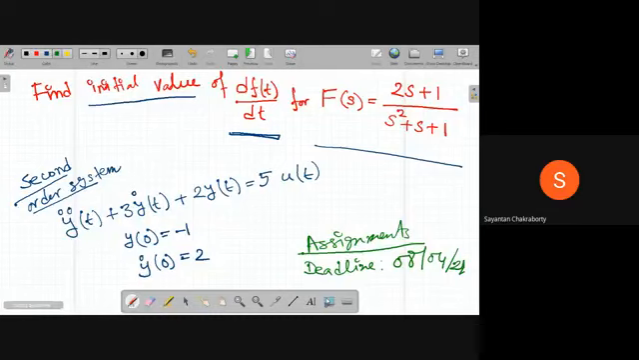And here you need to find one thing: given y(t), you need to find out the steady state value of y(infinity), the steady state value of the response.